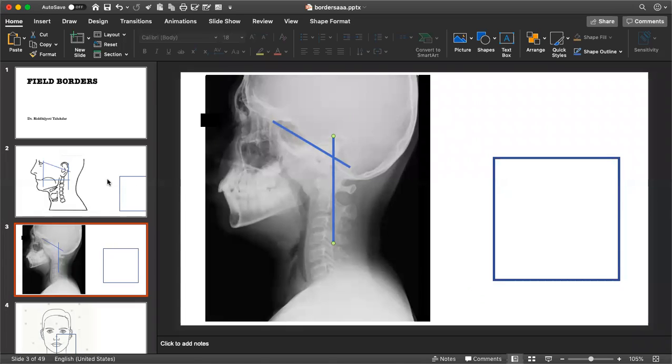So can you repeat? The whole thing? Whole thing or just the posterior border? Just the whole. Yeah.